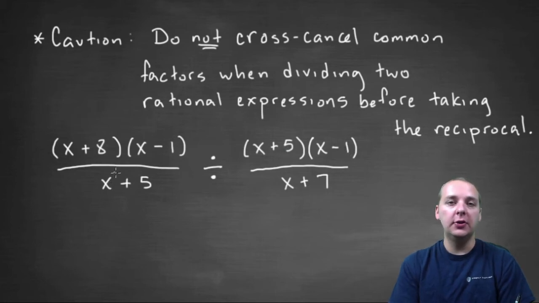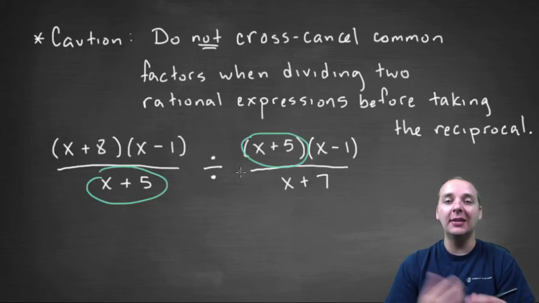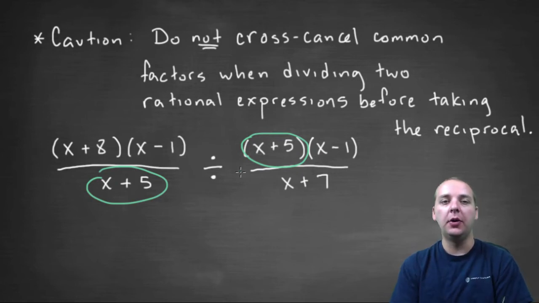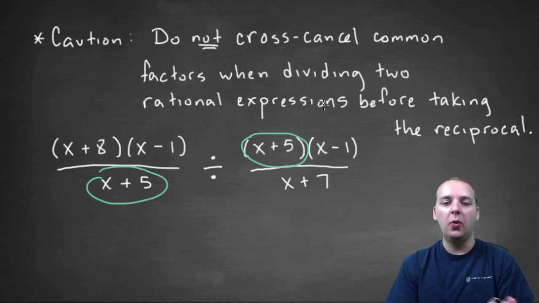A student would very easily look at this x plus 5 and that x plus 5 and think you can cancel those because you have one in the numerator and one in the denominator. But here's what you have to remember. Do not cross cancel common factors when you're dividing two rational expressions before you take the reciprocal. You have to wait. Now why can't you just scratch these off and then deal with what's left?